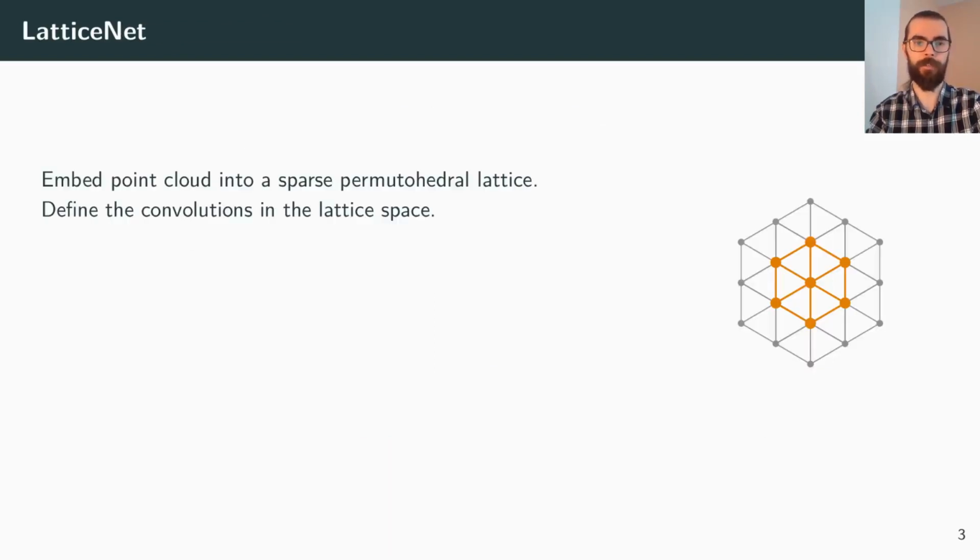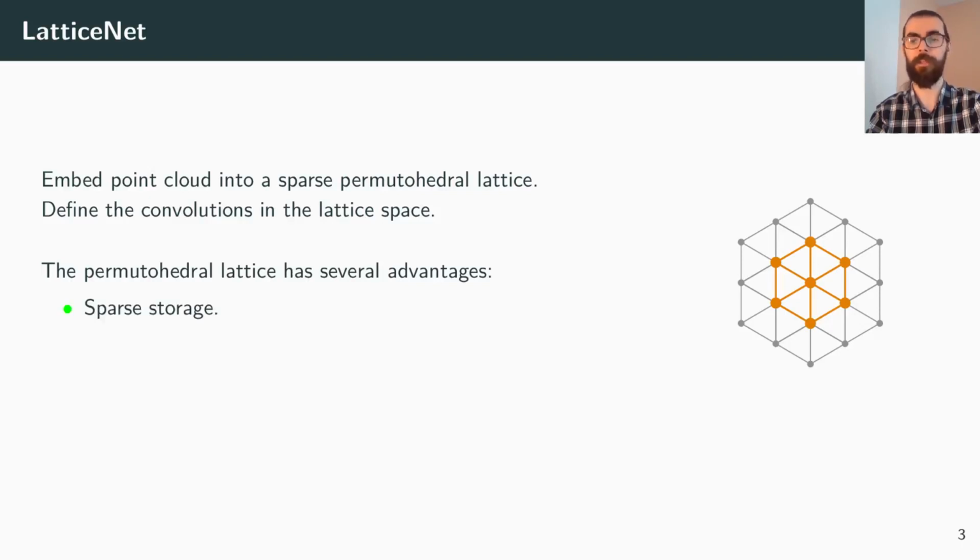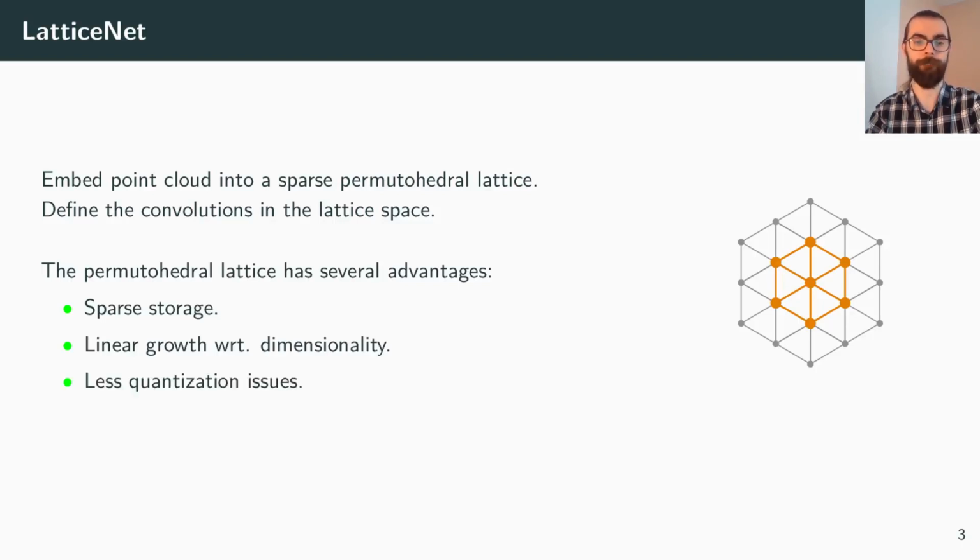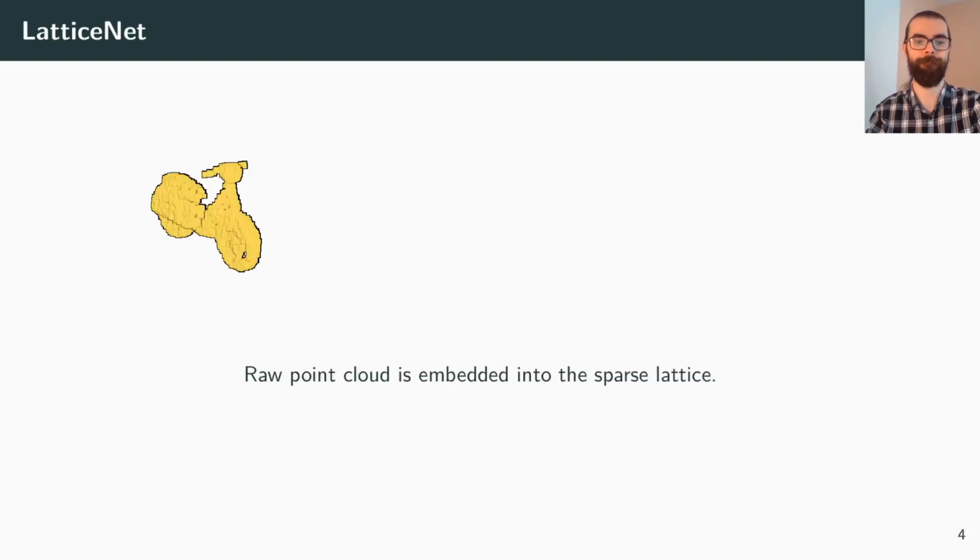Here we propose LatticeNet, a method that embeds the point cloud into a sparse Permutohedral lattice and defines the convolutions in lattice space. The Permutohedral lattice has several advantages as a representation. First, it has sparse storage, which means the lattice is only allocated where the surface of interest exists. Secondly, it has linear growth with respect to dimensionality, compared to the exponential growth of a cubical lattice. Thirdly, it also has fewer quantization issues due to the fact that the signal is interpolated into the lattice.